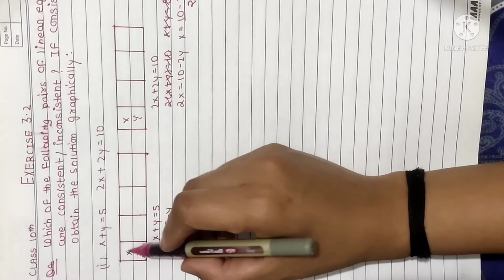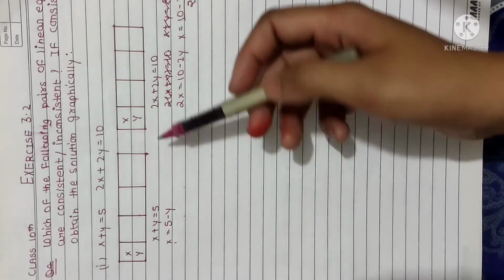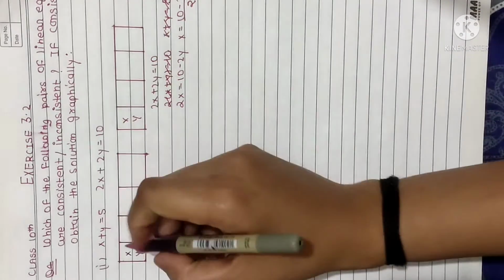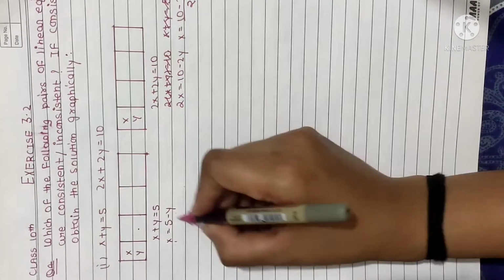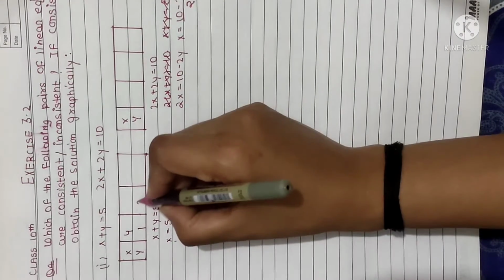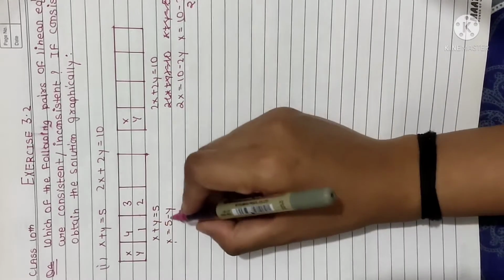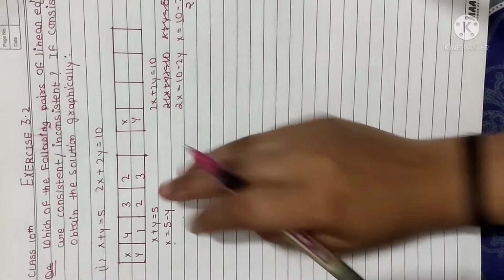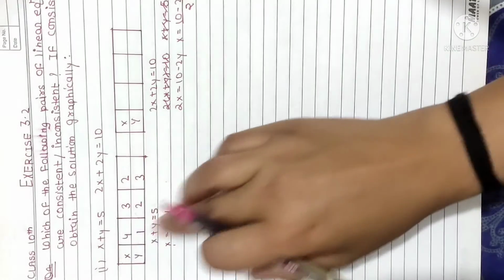Anyways, we have to find solutions for these equations, because we have to solve this question graphically and then obtain the solution. So here, when we put y equals 1, then x will be 4. When I put y equals 2, then x will be 3. When I put y as 3, then x will be 2. So here we have three different solutions for the first equation.